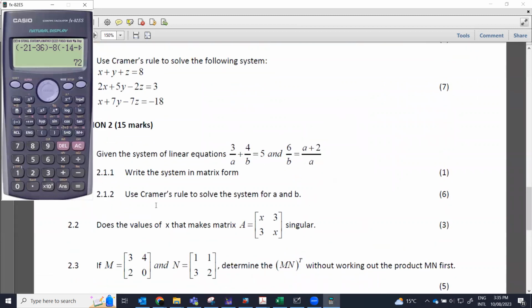Then 2.2. For what values, the question is supposed to read, for what values of x, or find the values of x that makes matrix A singular. Okay.